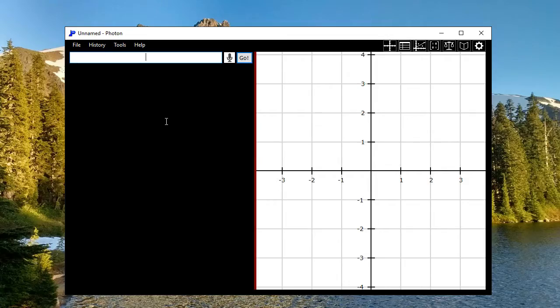Welcome back, guys, to another Photon tutorial, and today we're going to be talking about solving equations, which I think is a really useful feature of this program. I've only seen it implemented in a few graphing calculators, and they didn't do a terribly fast or efficient job at it, but this does pretty well to some extent.